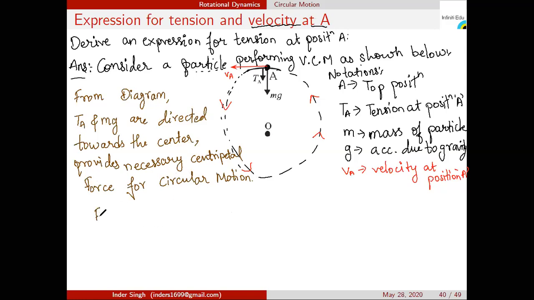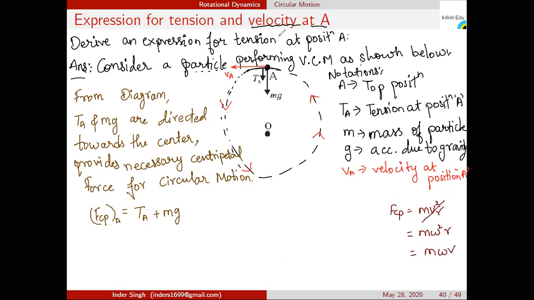So the centripetal force FCP at position A will be equal to TA plus mg. TA plus mg is nothing but FCP at position A. What does FCP mean? The centripetal force. What is the formula of centripetal force? There are three formulas. FCP is equal to mv square divided by r. Next is m omega square r, and the next is m omega into v.